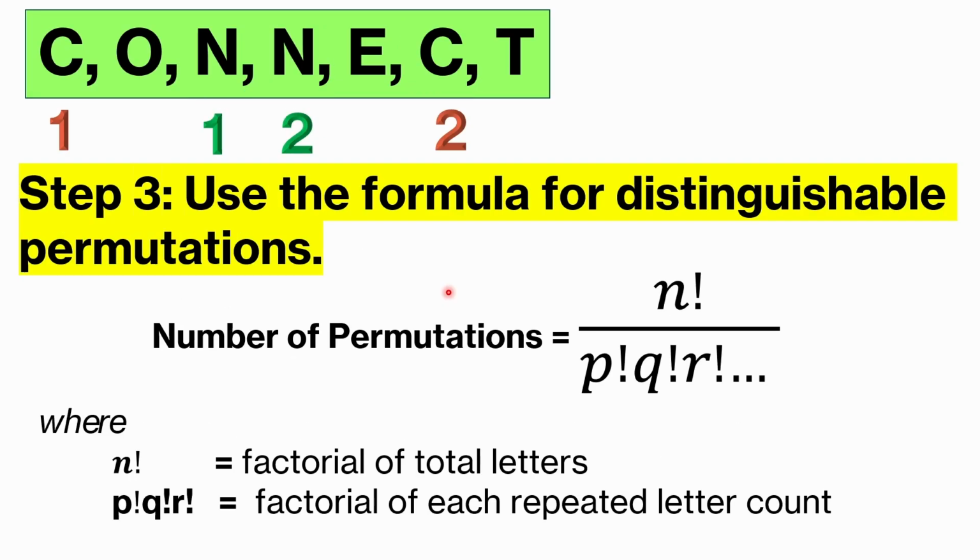And for step number 3, we're going to use the formula for distinguishable permutations. Our formula is N factorial divided by P factorial times Q factorial times R factorial, where N factorial is the factorial of total letters, and P factorial, Q factorial, R factorial are of each repeated letter count.